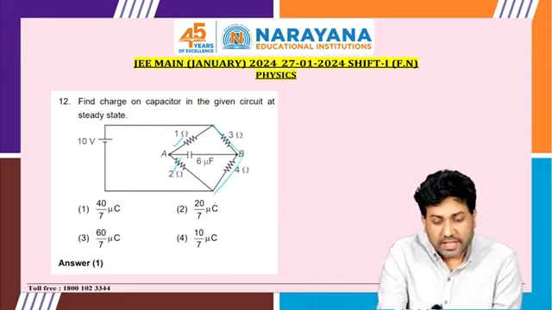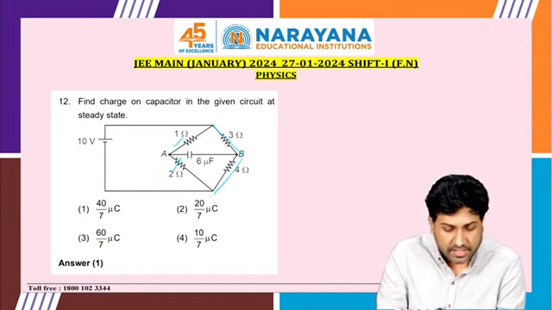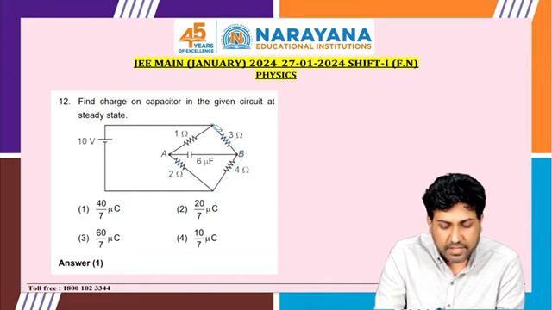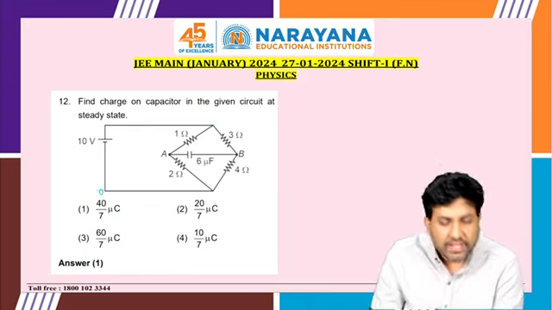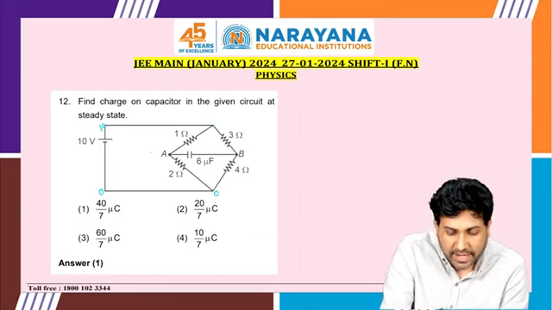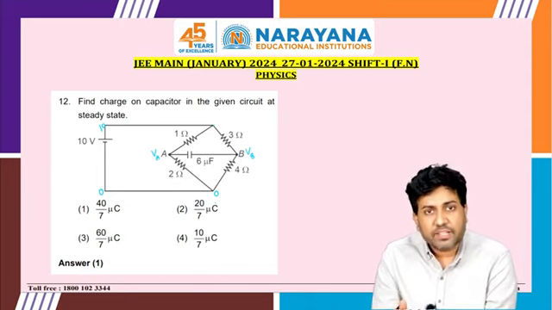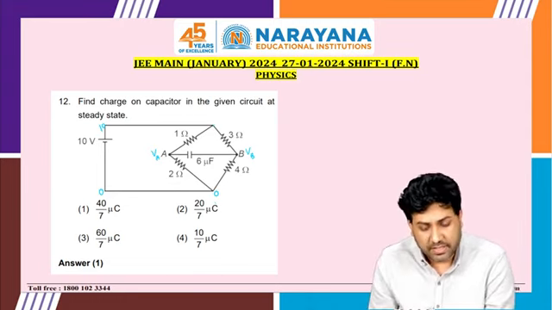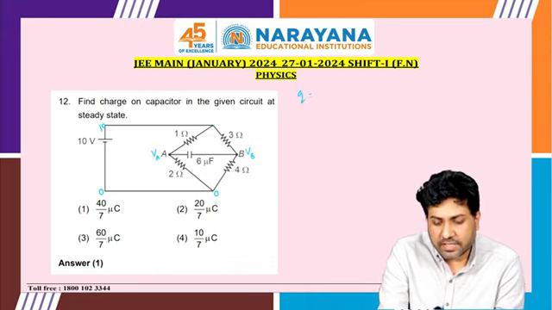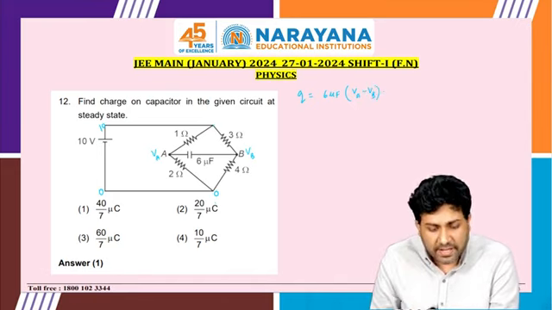Now, you also know that in series, the potential divides in the direct ratio of resistance. Let's assume this side is 0 volt, then this side is 10 volt, this side is 0 volt, and this side is VA, and this side is VB. I need to find VA minus VB so that I can find the charge on the capacitor, because the charge on the capacitor will be 6 microfarad multiplied by VA minus VB. So let's find VA.